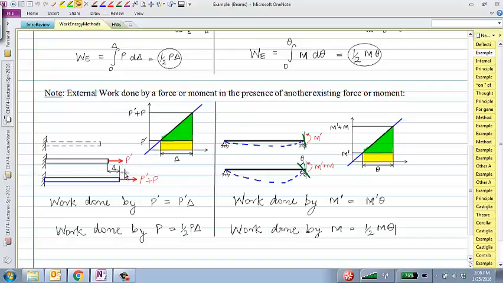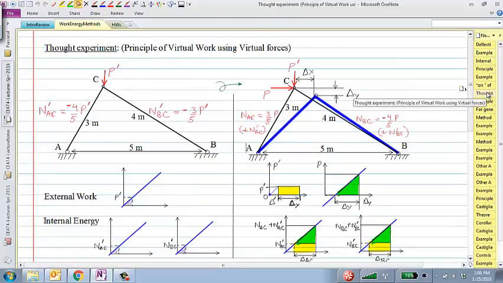So this is the concept that we'll rely on in doing this thought experiment. What we'll do is, since we want the vertical displacement delta y, we'll apply some small unknown virtual force P prime to this structure. Some very small virtual force P prime that we don't care what the P prime is. All we care about is how much work this P prime does when the actual load is applied. So the logic behind the principle of virtual work, or the method of virtual work, is that given any structure, if I want the vertical displacement at C, I'll go in and apply a vertical P prime virtual load at C.